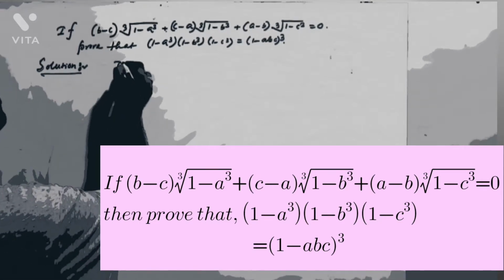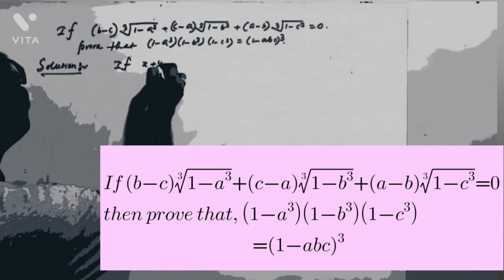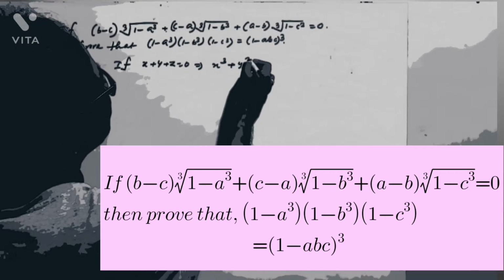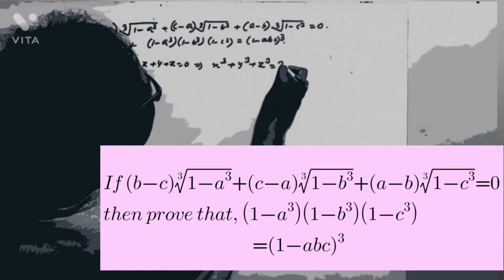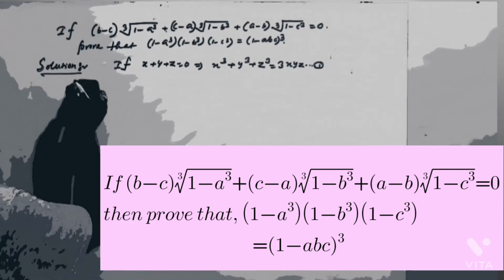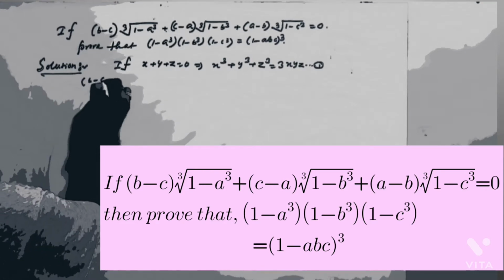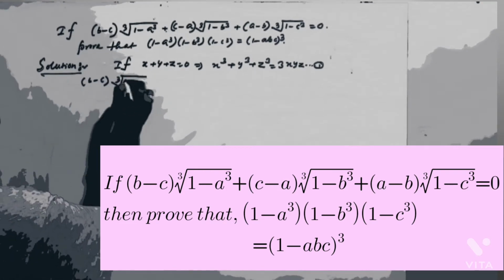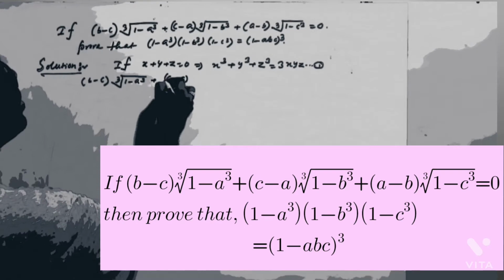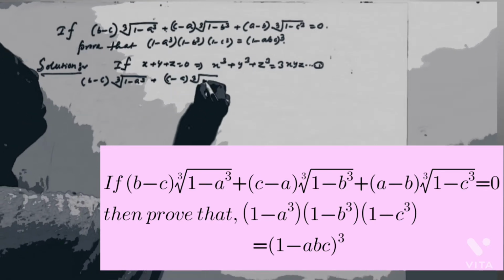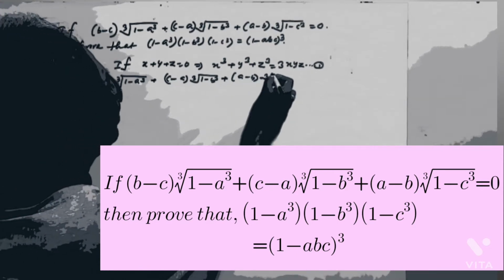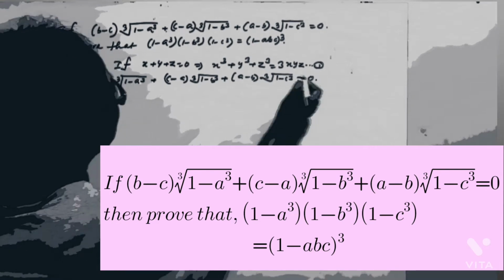If x plus y plus z equals 0, then we can write x cube plus y cube plus z cube equals 3xyz. Okay, and now from 1, this is (b minus c) times the cube root of (1 minus a cube), plus (c minus a) times the cube root of (1 minus b cube), plus (a minus b) times the cube root of (1 minus c cube) equals 0.